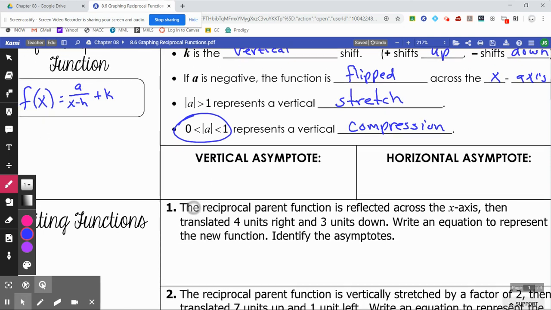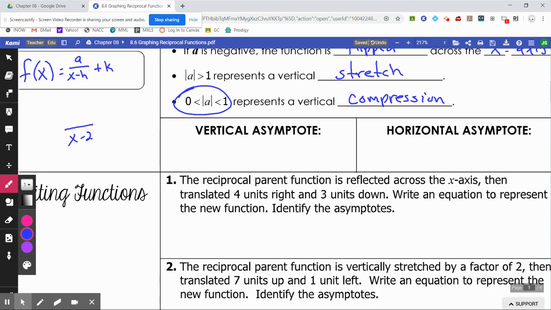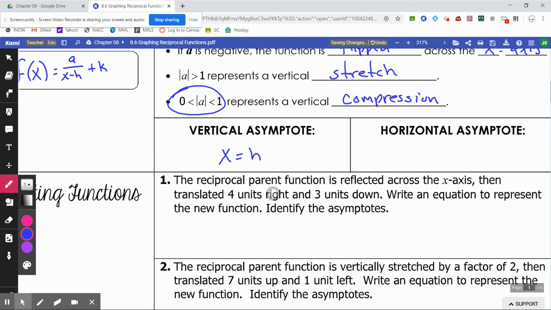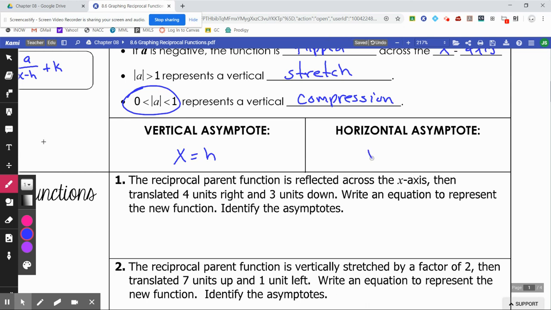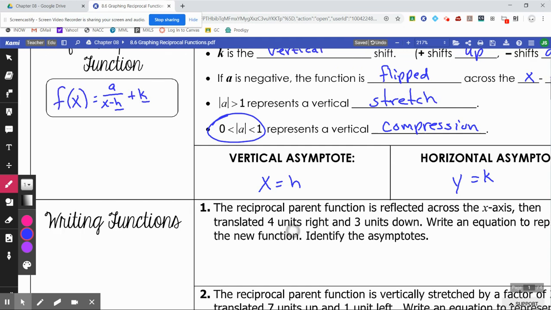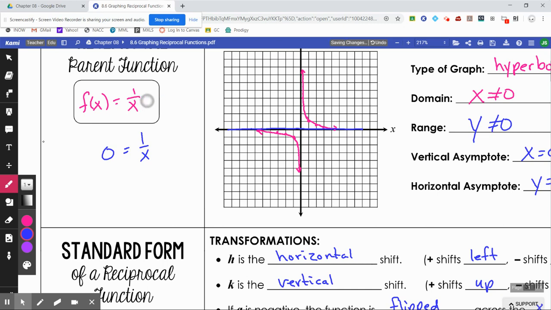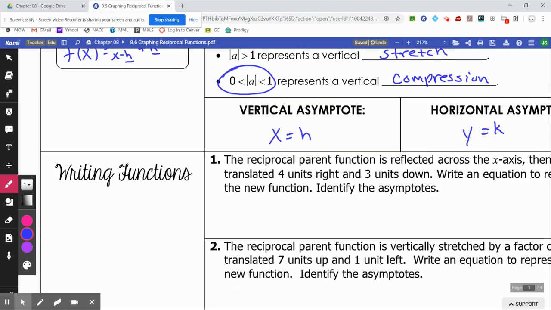In addition, the h and k, think of it like this. If you have x minus 2 on the bottom, that shifted the whole thing right 2, including your asymptote lines, because a value of 2 would make the bottom undefined. You will always have a vertical asymptote line at x equals h, and you will always have a horizontal asymptote line at y equals k. So whatever these values are, that's where your asymptote lines will be. And in the original parent function, notice there was no plus or minus on the x. There was no plus or minus out here. So that's the reason 0 and 0 were those asymptote lines.